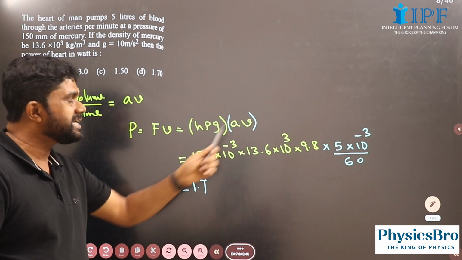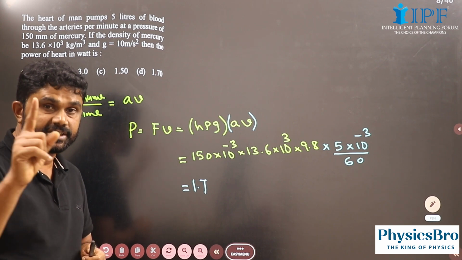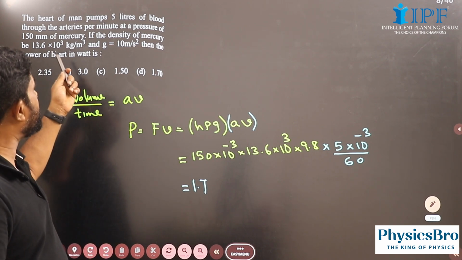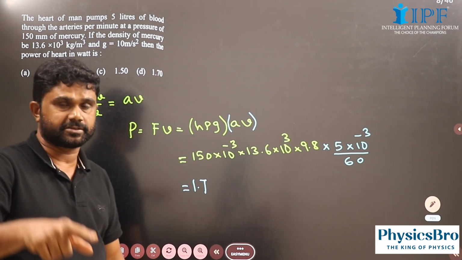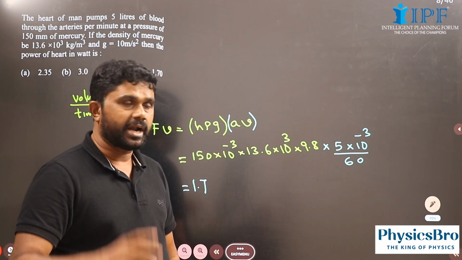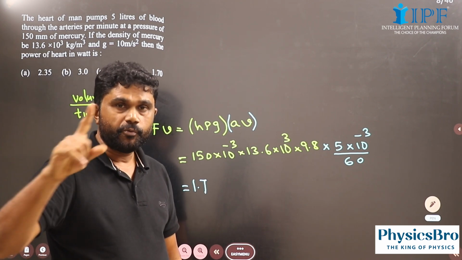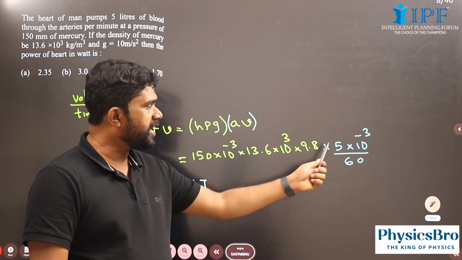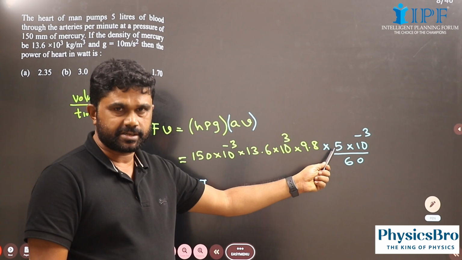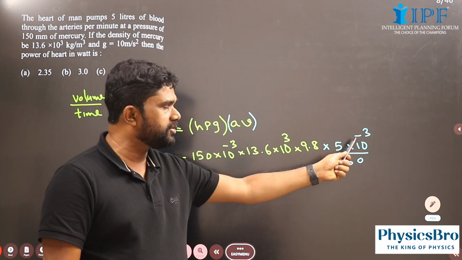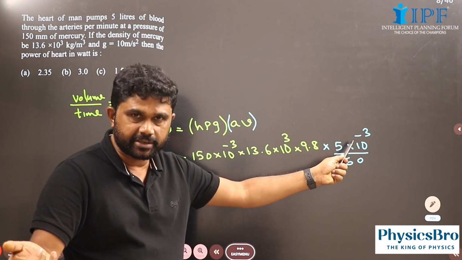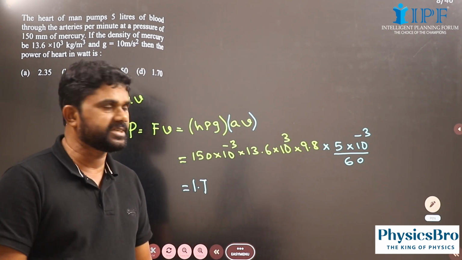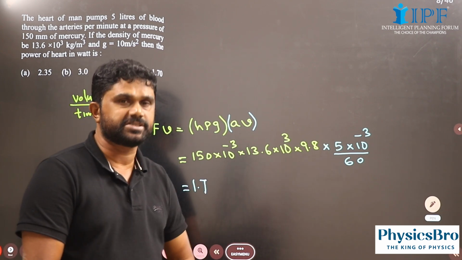Now I have to put this AV, area into velocity, that is equal to rate of flow or volume per second, and it is given as 5 liters of blood per minute. See how do you convert this liter into meter cube? 1 liter is equivalent to 10 raised to minus 3 meter cube. So 5 liters, this must be in SI system, is equivalent to 5 into 10 raised to minus 3 meter cube per minute. To convert it into per second, we have to divide by 60. So 5 into 10 raised to minus 3 by 60.